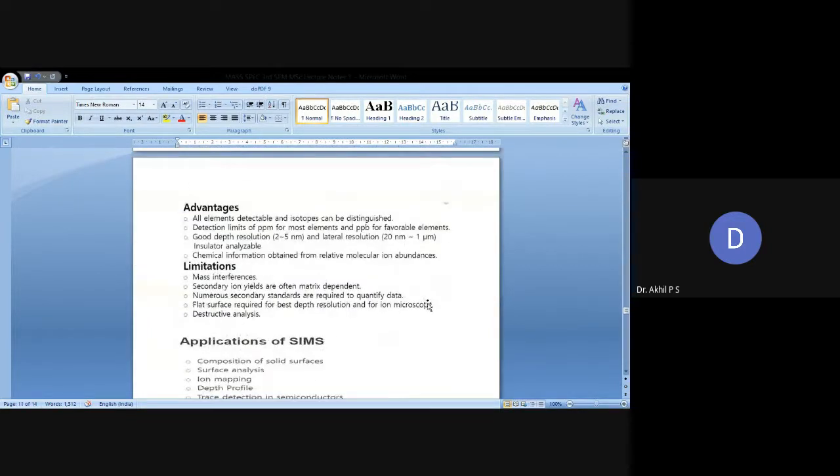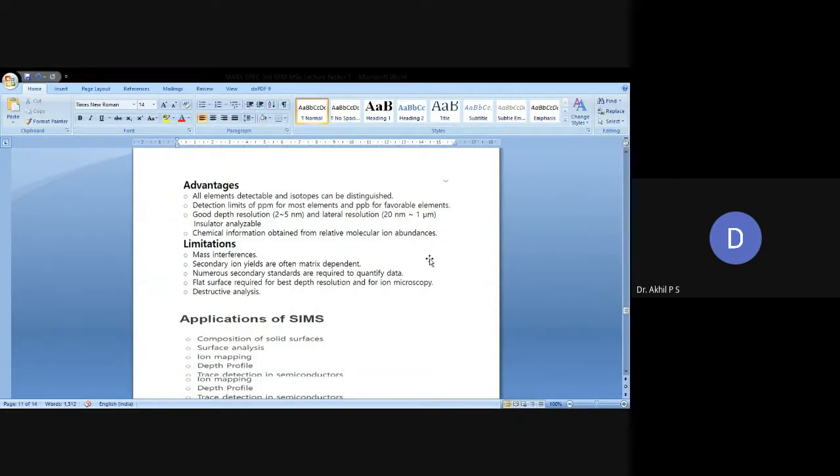Advantages: all elements are detectable and isotopes can be distinguished. Detection limit of ppm for most elements and ppb for favorable elements. Good depth resolution. Chemical information obtained from relative molecular ion abundances. Limitations: mass interferences. Secondary ion yields are often matrix dependent. Numerous secondary standards are required to quantify the data, etc.